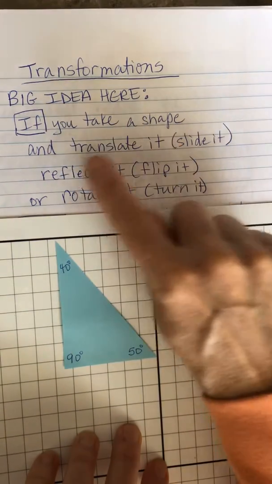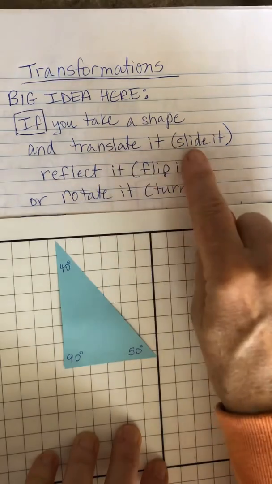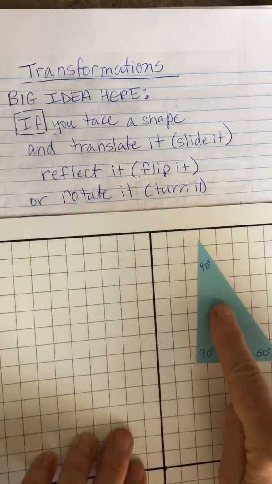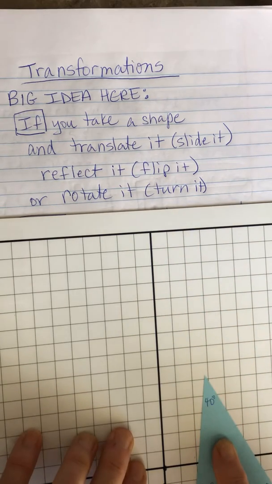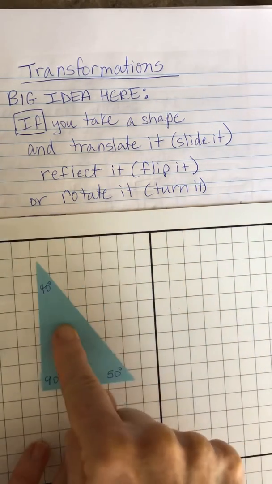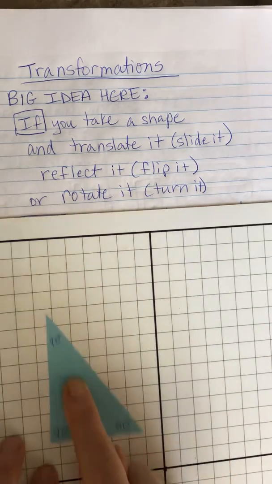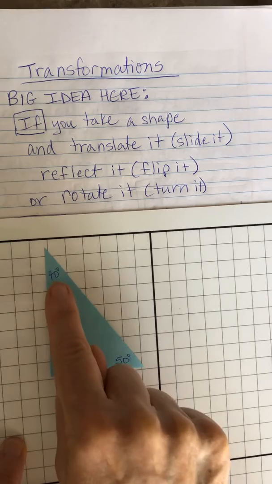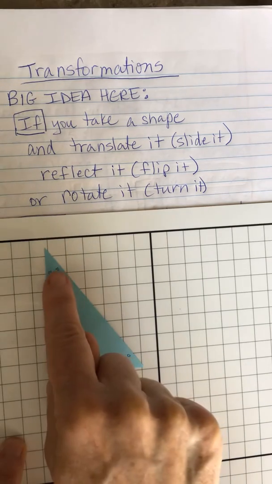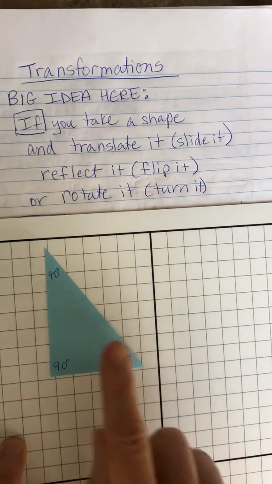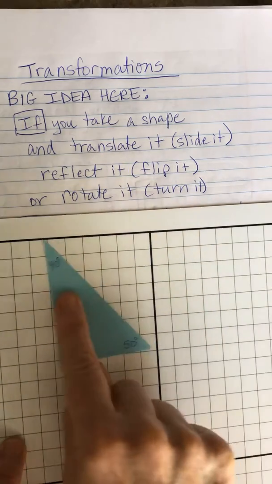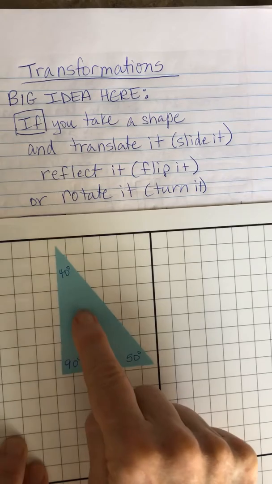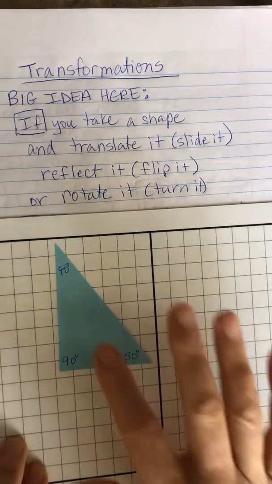Okay, so if you take a shape and translate it, well, translate means slide it. So I'm going to take this shape and I'm going to simply slide it. I might slide it down, I might slide it up, I might slide it over. But you notice that the right angle is still here, the 40-degree angle is here, and the 50-degree angle is here. That doesn't move. It can go up and down and right and left, but it can't turn and it can't flip. Okay, that's what a translation is.